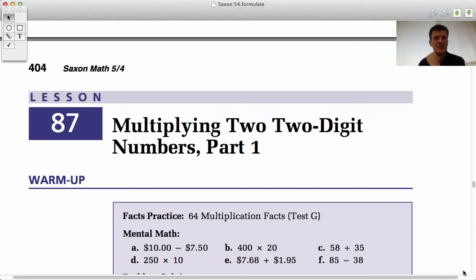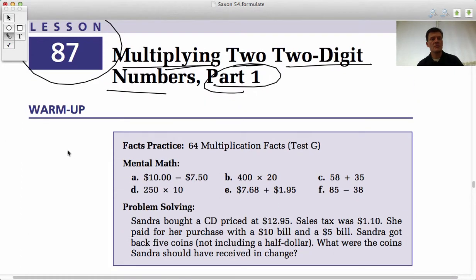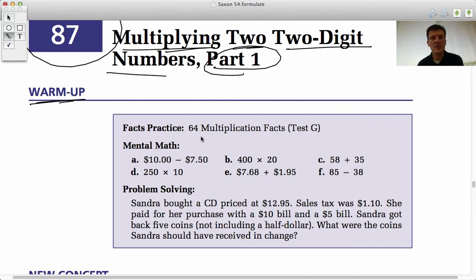All right, let's talk a little bit about lesson 87 in Saxon Math 54. And as we do, we're going to continue to talk a little bit about multiplying, and we're looking at two-digit numbers. Looks like this is part one in a series. So, if you haven't already, go ahead and do some of the warm-up problems here, and come back and we'll talk about them and give you just a little hint here and there.